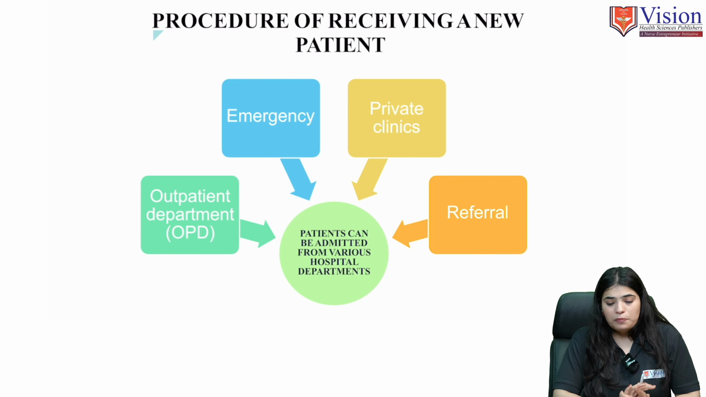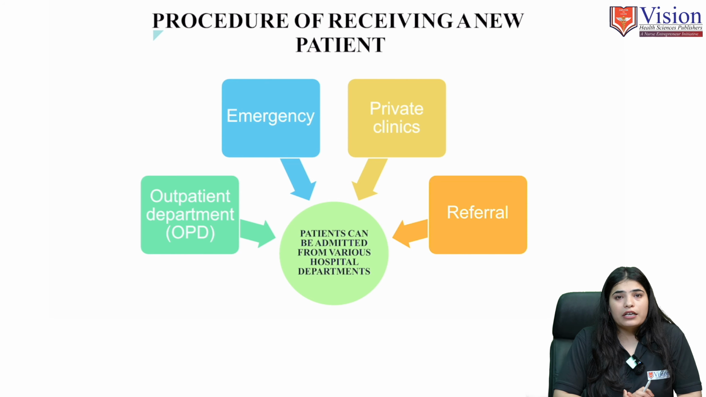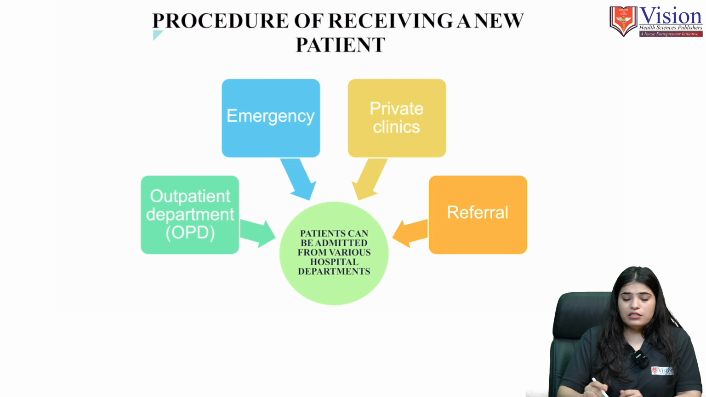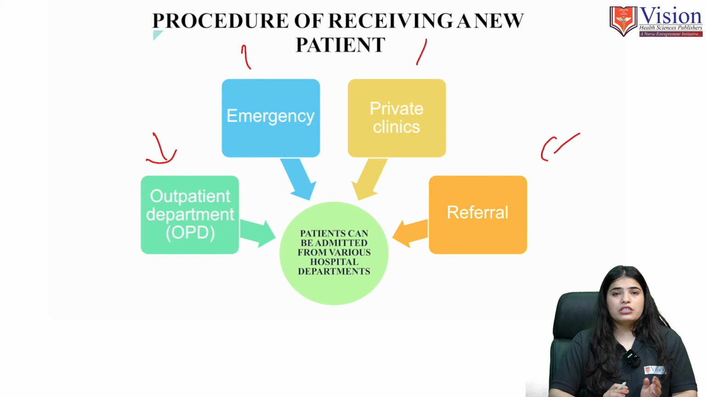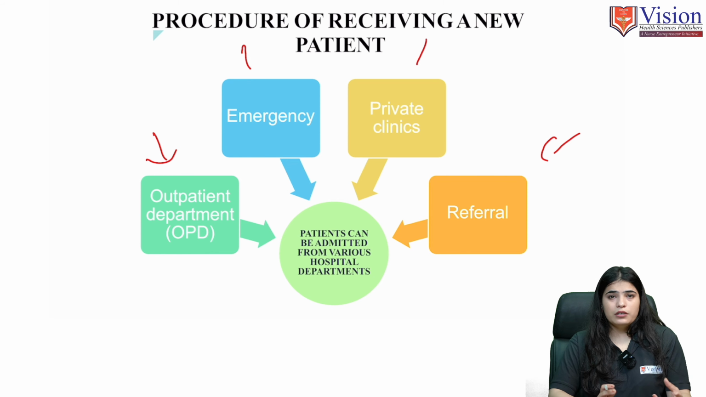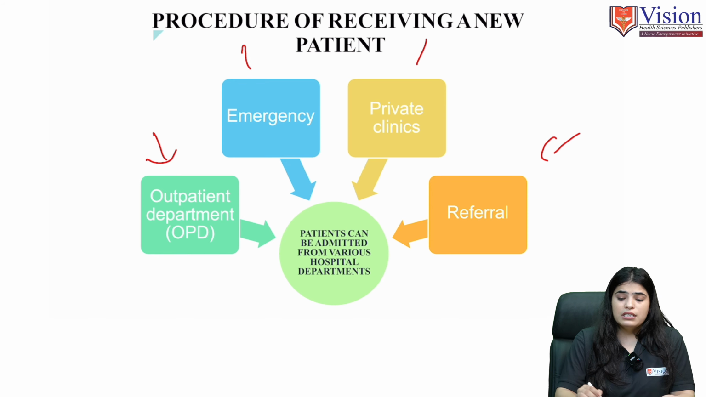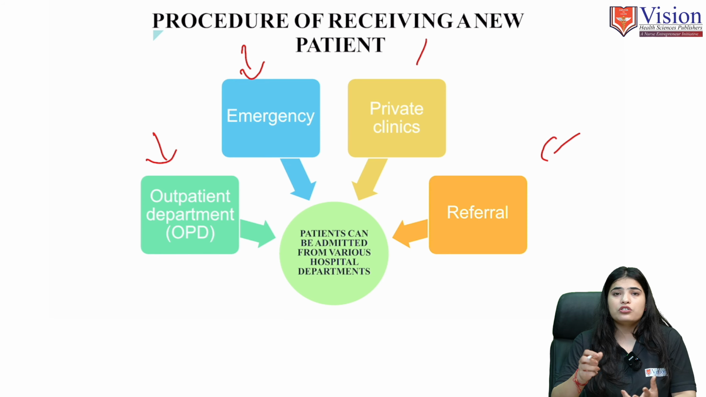So students, what is the procedure for receiving a new patient at the time of admission? First, there are the following types of places where we can get the patients. First one is OPD. A patient came to OPD for a regular checkup, but now the patient needs to be admitted in the hospital for the treatment.